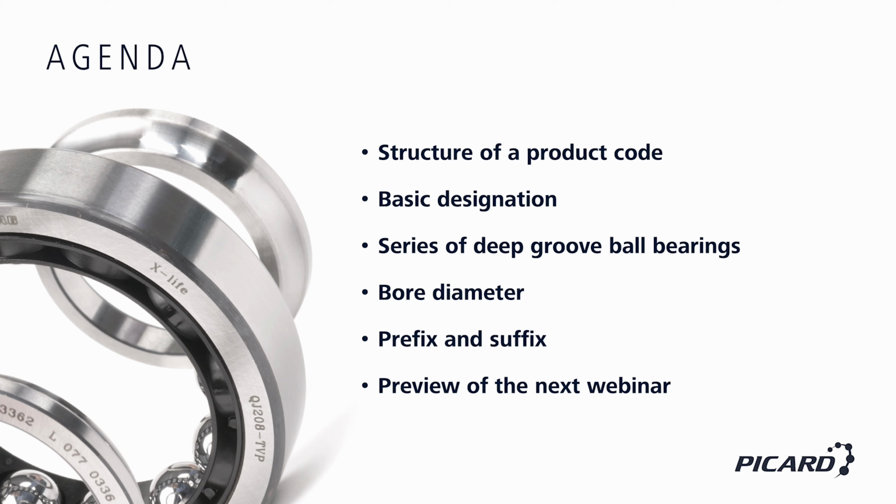In this session, we'll take a closer look at how product codes are structured and uncover the meaning behind the different designations. We'll then explore the various size series of deep groove ball bearings and examine the significance of prefixes and suffixes in bearing codes. Finally, we'll give you a preview of what to expect in our next webinar.